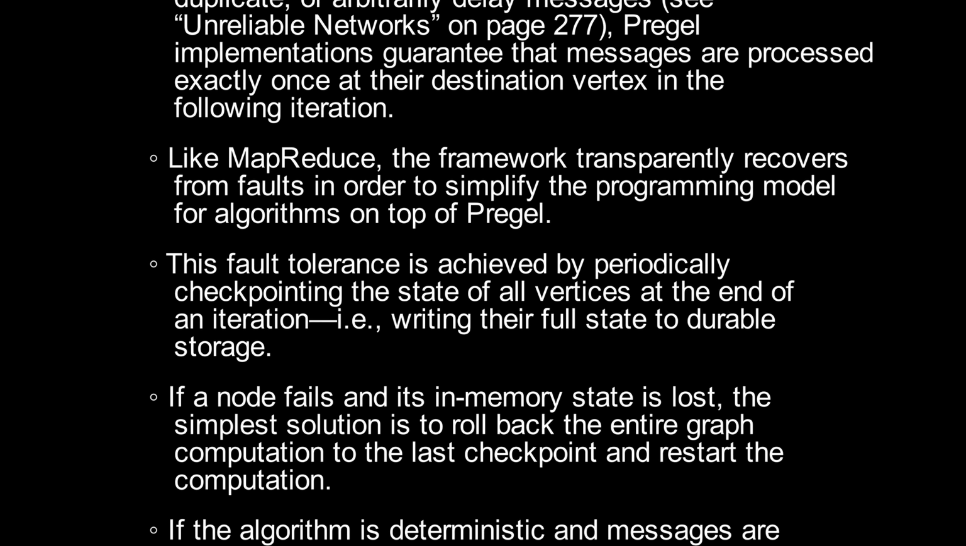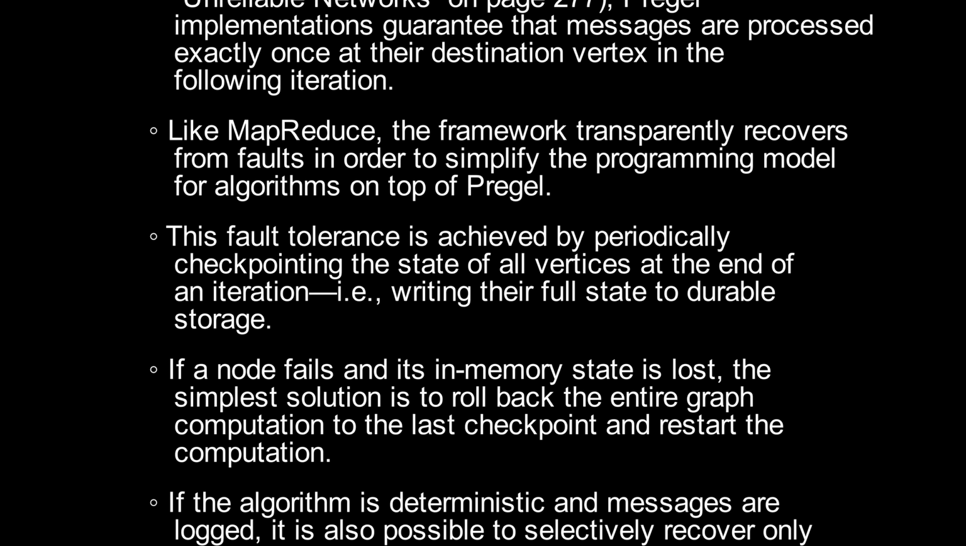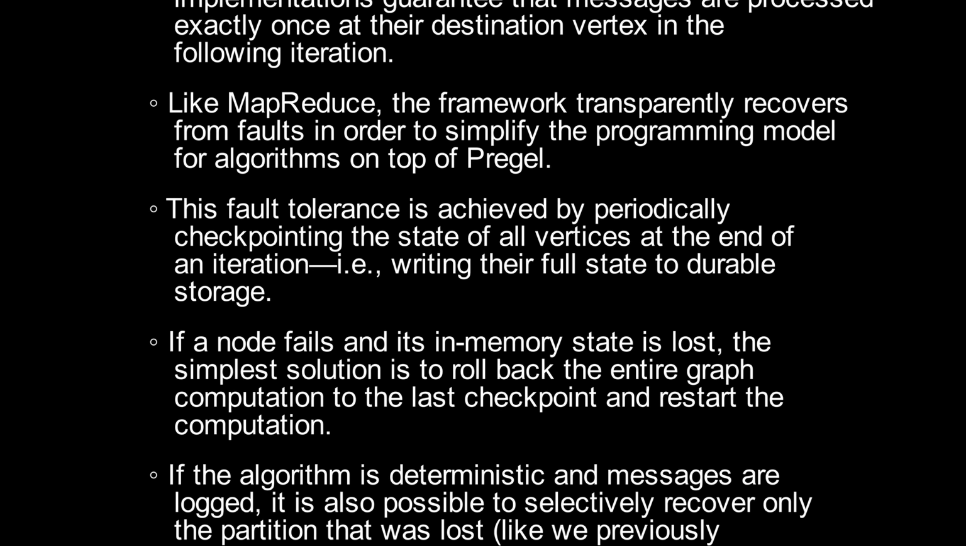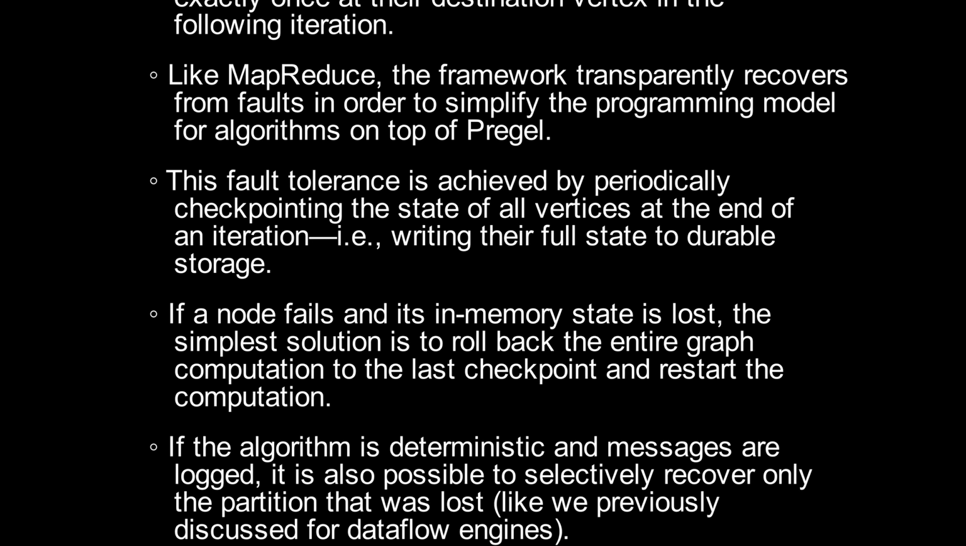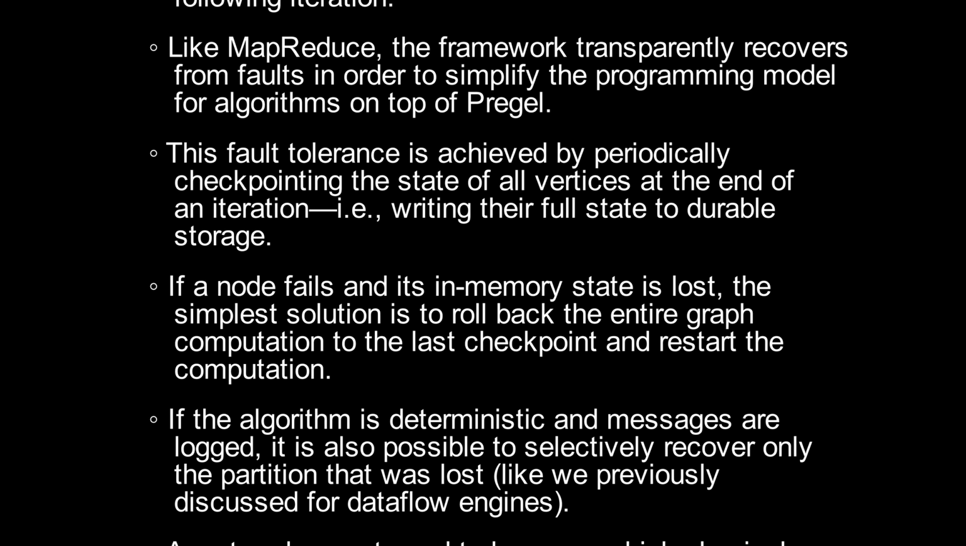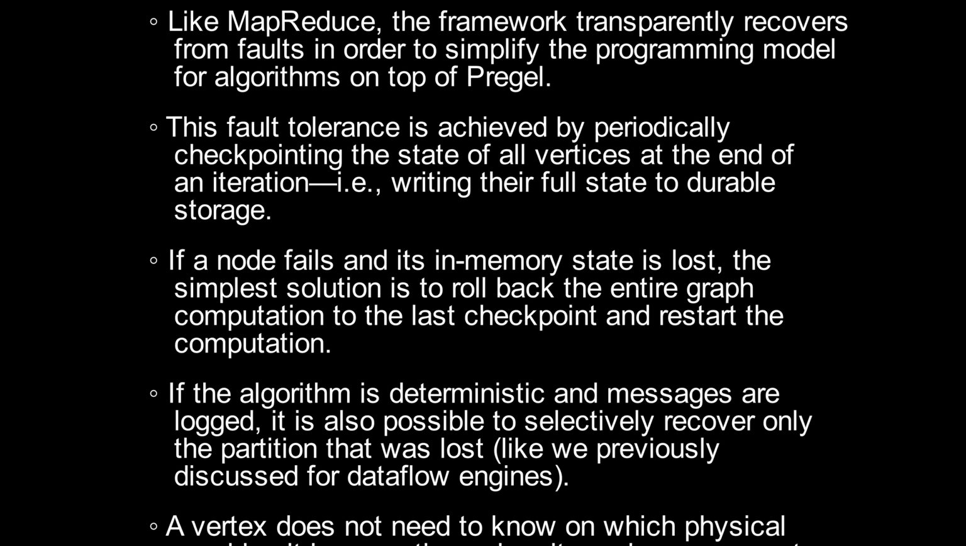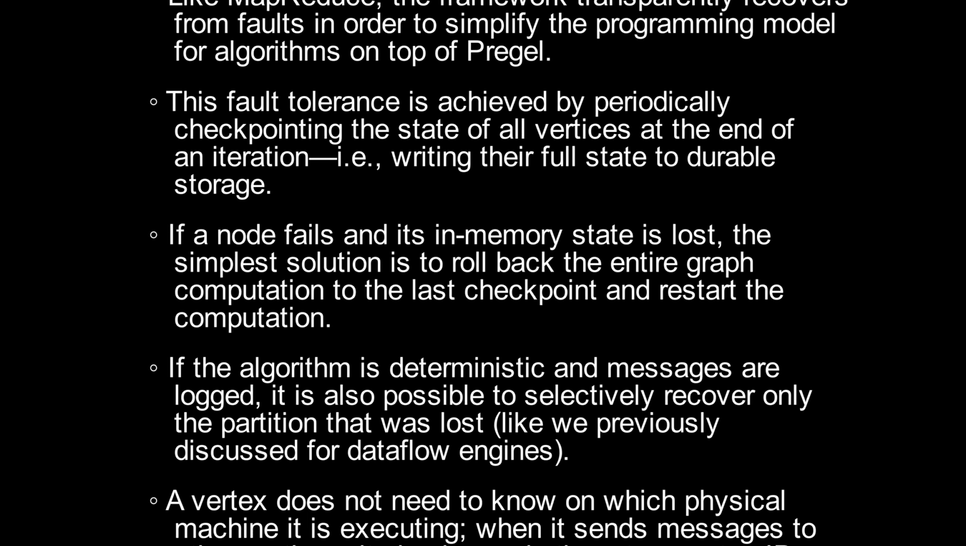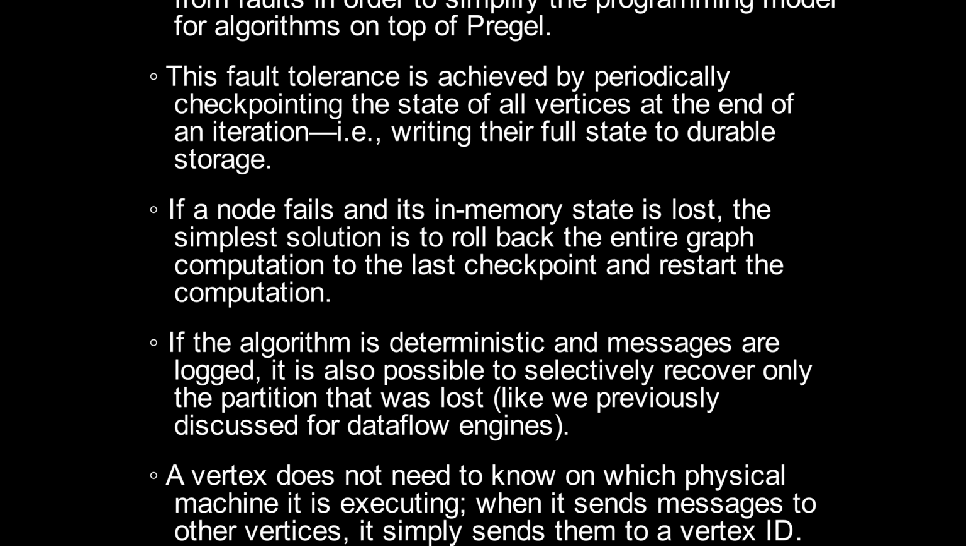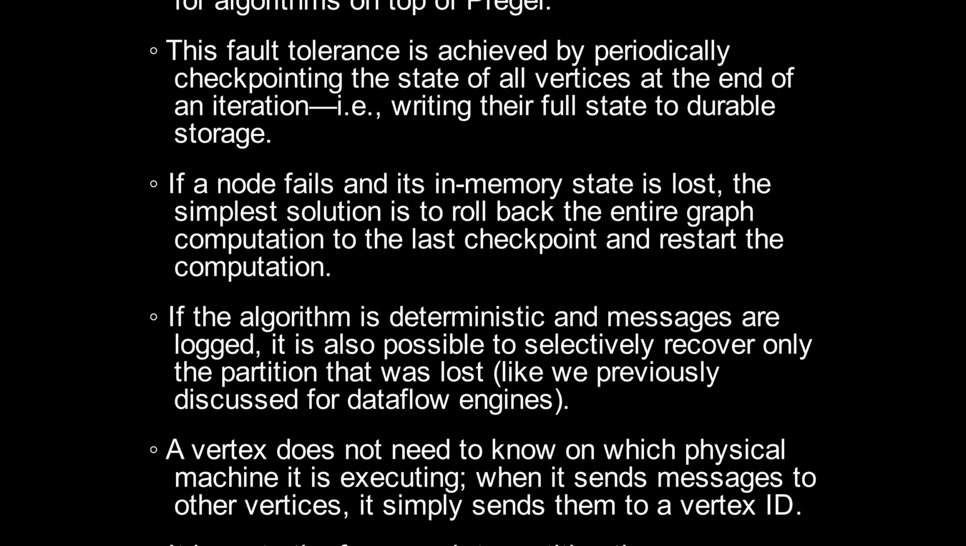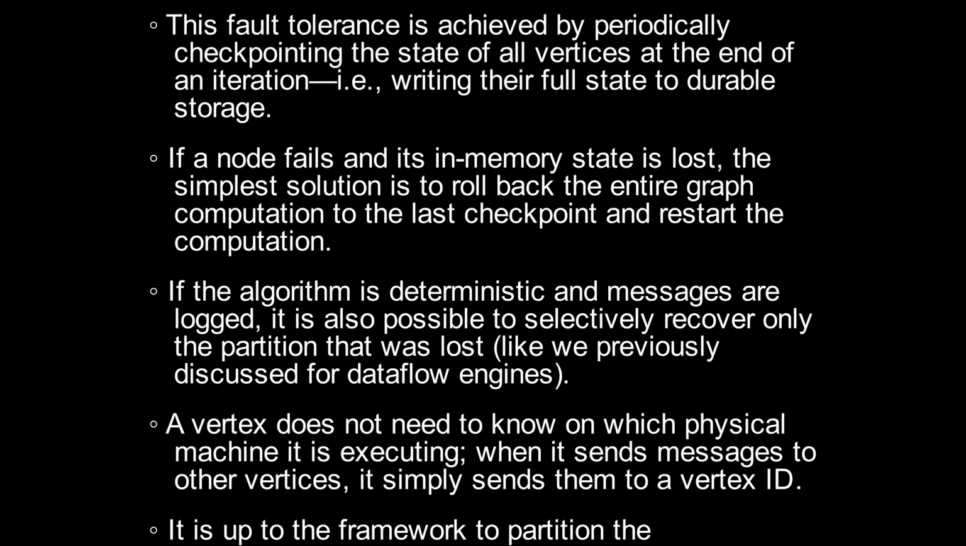If a node fails and its in-memory state is lost, the simplest solution is to roll back the entire graph computation to the last checkpoint and restart the computation. If the algorithm is deterministic and messages are logged, it is also possible to selectively recover only the partition that was lost, like we previously discussed for dataflow engines.